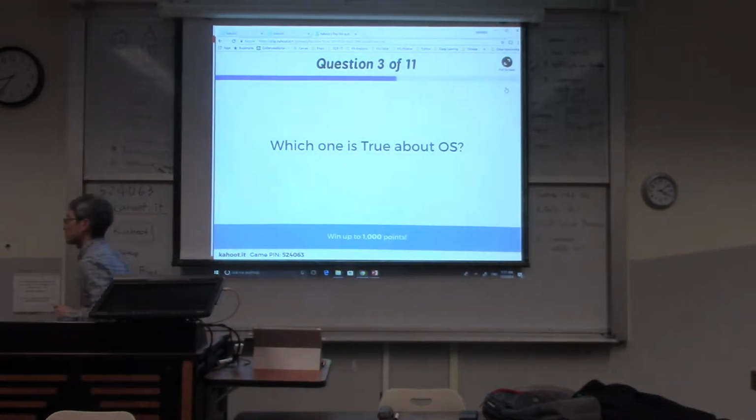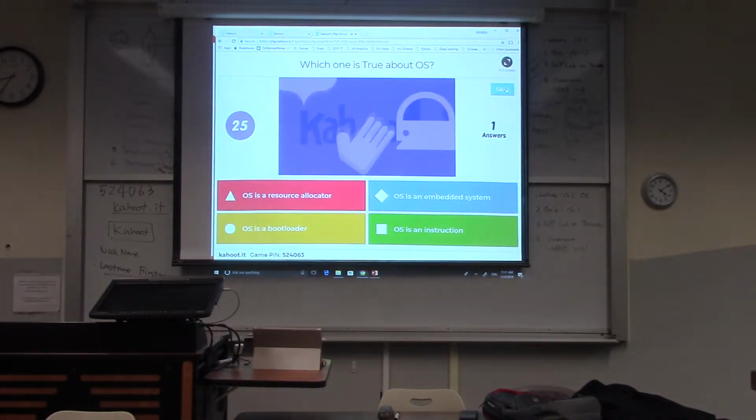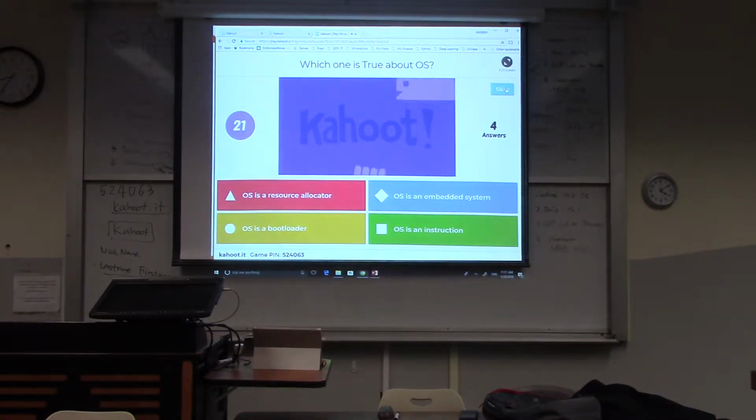So this is the description about the OS, which is true. It's a resource allocator, a MAD system, bootloader, or the instruction.